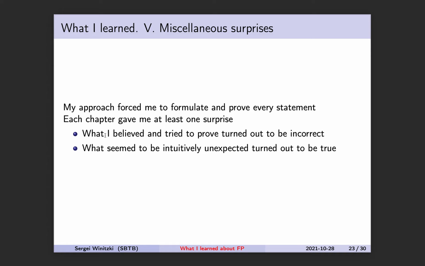So far, I've been talking about high-level things I learned about functional programming as a paradigm, but there were also many specific things, details that I was surprised to learn. As I was working on each chapter, I formulated and proved every statement that I wanted to make, that this is a functor, that is a monad, and so on. And when you do that, sometimes your calculations and derivations give you a result that you did not expect. And indeed, each chapter gave me at least one surprising realization.